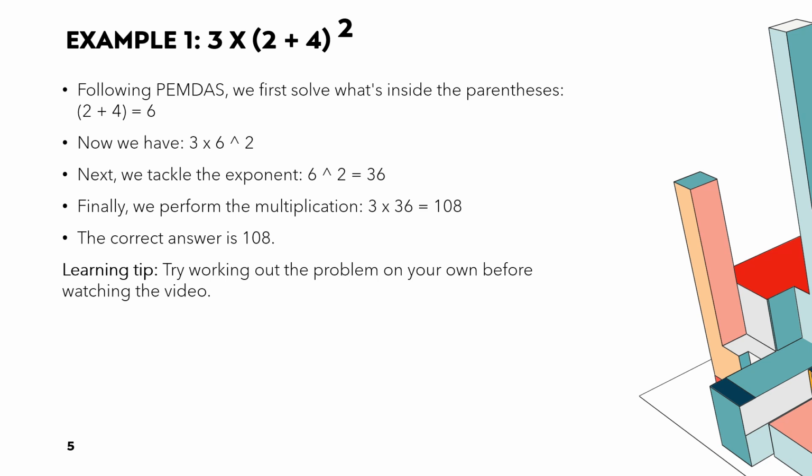Following PEMDAS, we first solve what's inside the parentheses, which requires us to add 2 and 4 to get 6. Next, we have 3 times 6 squared. Exponents come before multiplication, so we will square 6 next. Since 6 squared is 36, we now have 3 times 36. Finally, we multiply 36 by 3. This gives us the correct answer of 108.